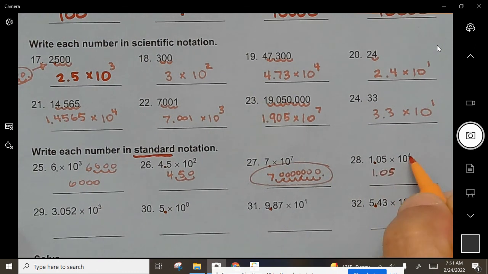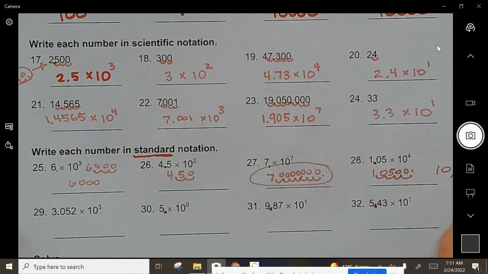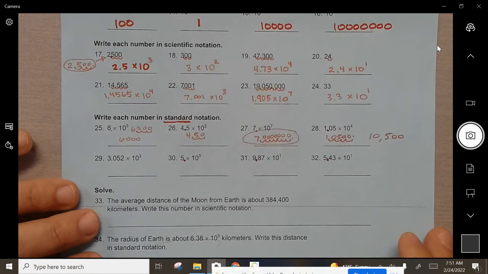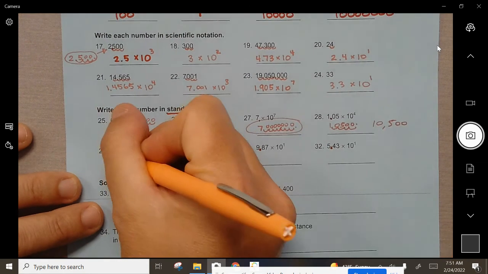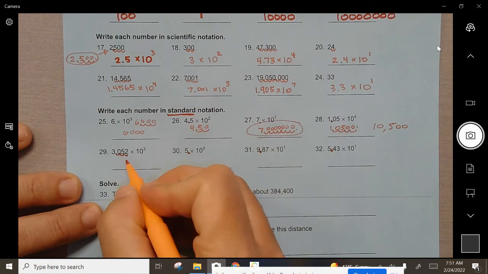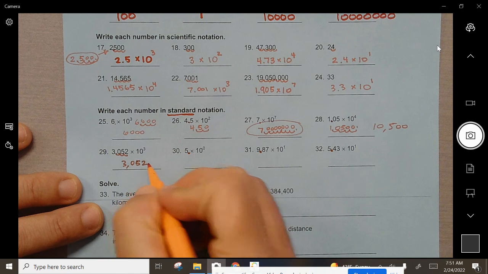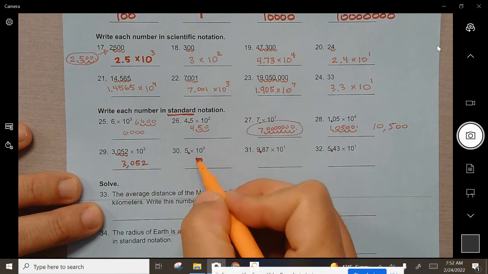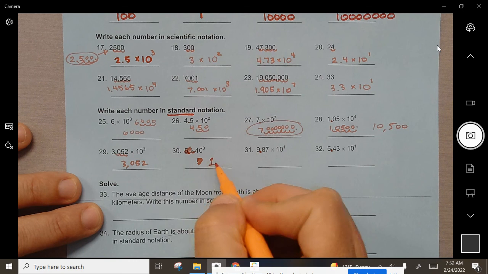1.05. But how many spots am I going to go? 4. 1, 2, 3, 4. All right? 10,500. Oops. What about this last one? 3.05, we're going to go 1, 2, 3, so it's just going to be 3,050. 5 times 10 to the 1, or 0, everything turns into 1.